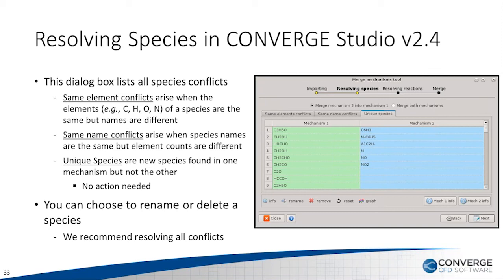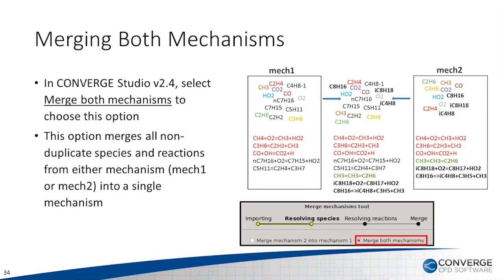If you use a GUI, this is what I like. The reason I like to use the GUI is that once you import the 2 mechanisms together, all the species will be grouped, and you can tab through each group to look at how many species have the same element conflict, how many species have the same name conflict, and how many species are unique for each mechanism.